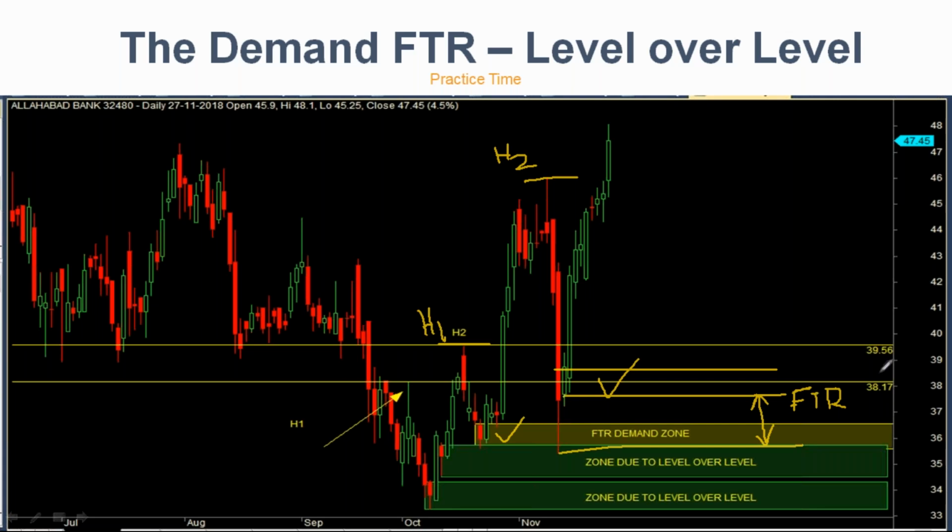FTB, friends, FTB. I'm sorry, 1 TB is first time back, first time back. Okay, you are taking base candle low as a marking? I doubt. Yeah, you can doubt. But my belief is very, very simple.